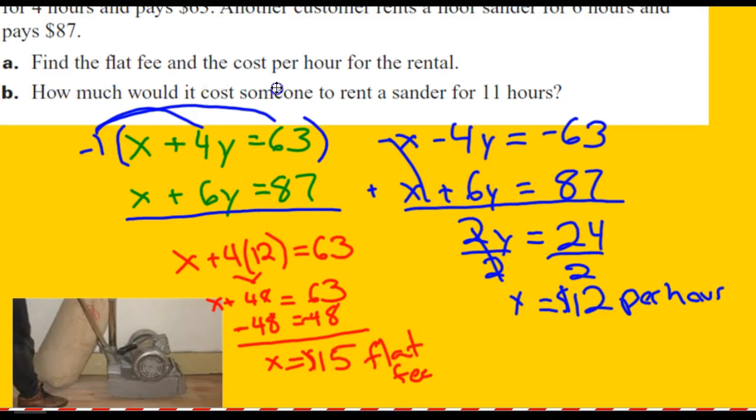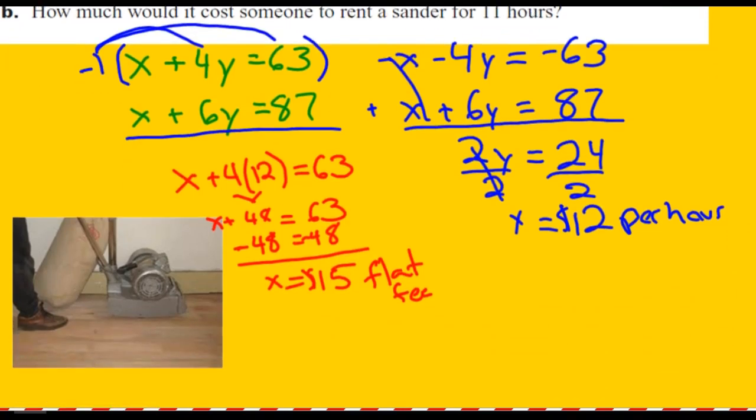B says, how much would it cost someone to rent a sander for 11 hours? Well, we know that they have to pay $15 no matter what. That's the flat fee. Then they're renting it for 11 hours. And we know that the price per hour is 12.